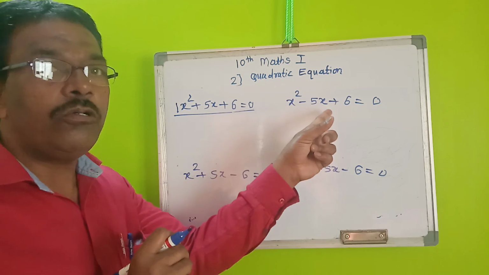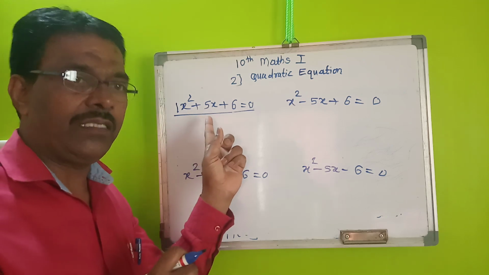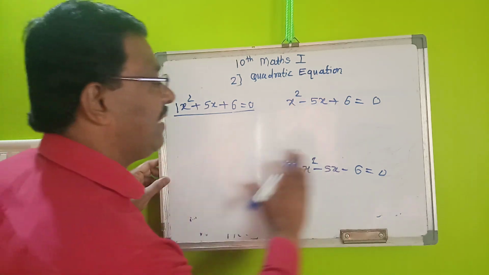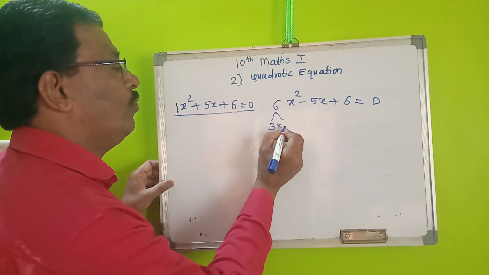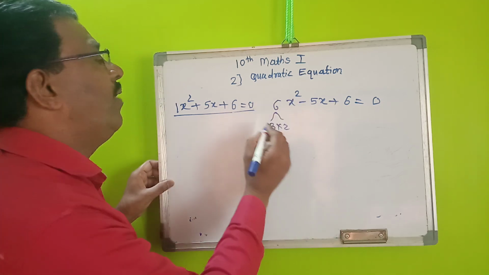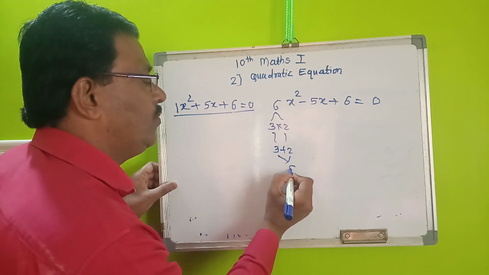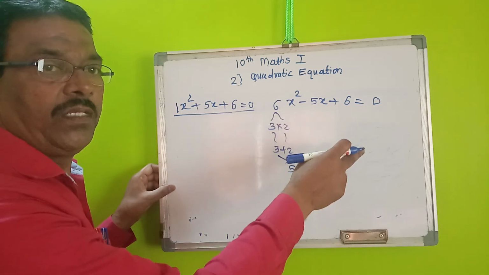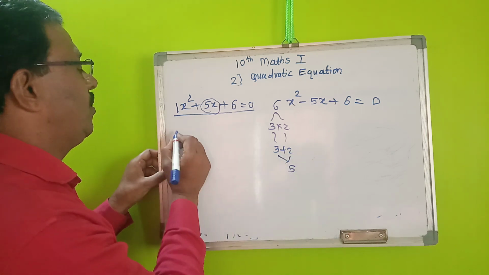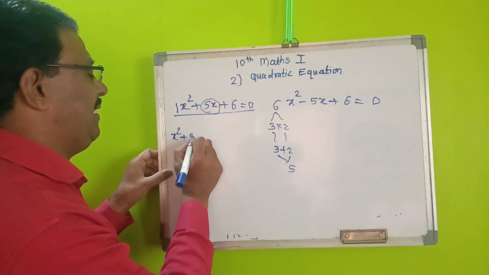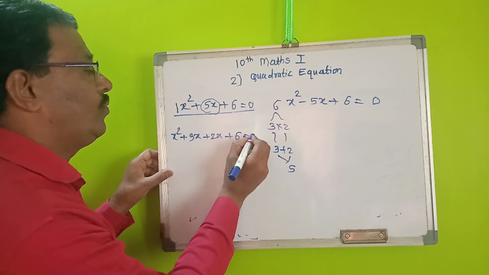But in equation 2, what happened? The middle term is negative, and in the first equation the middle term is positive. So how will we solve it? We factorize 6 into 3 into 2. 3 twos are 6, and 3 plus 2 is equal to 5. We factorize the third term. So instead of 5x, we will write 3x plus 2x. So x square plus 3x plus 2x plus 6 is equal to 0.